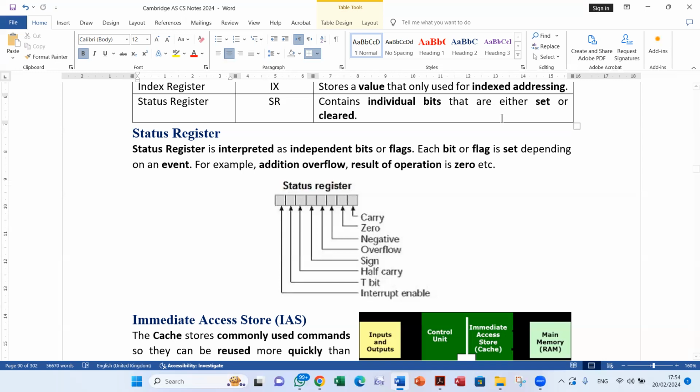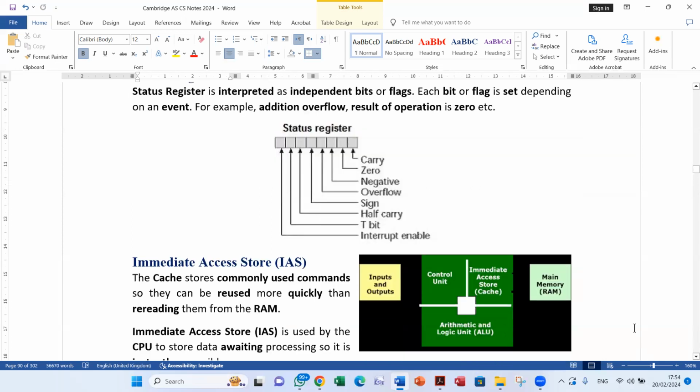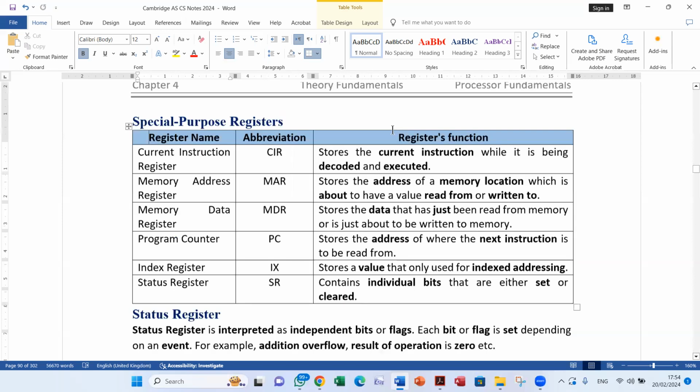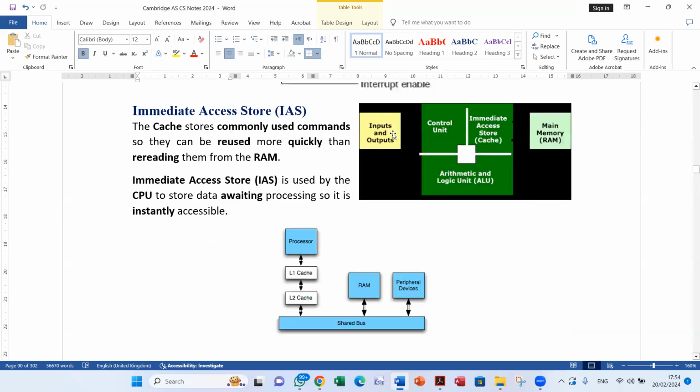Or there is another one when the result of the operation is 0. So this is the status register, and you have several bits, each one carrying a flag, yes or no. For example, zero, carry, negative, overflow, and things like this. So these are the special purpose registers.